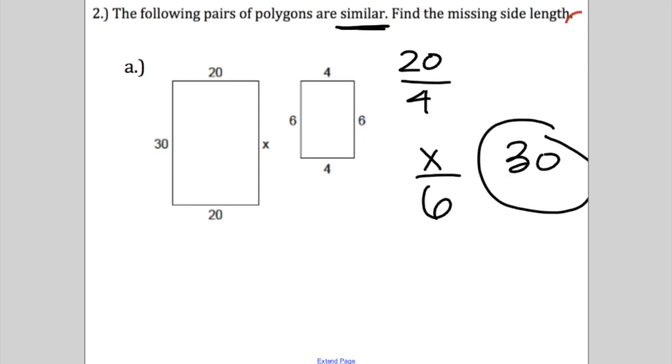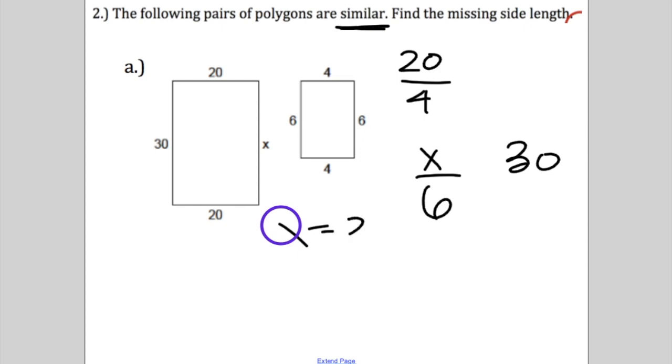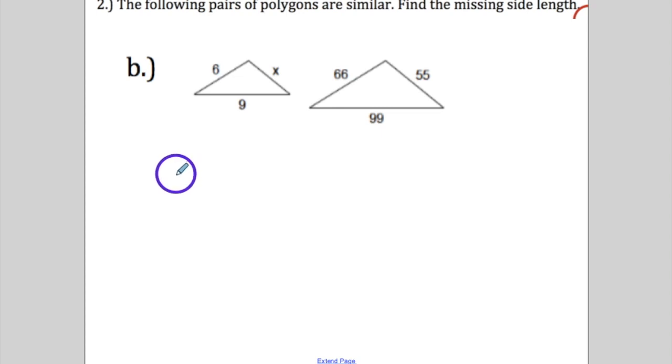And you could even then write X equals 30. Okay, so on to part B here on example 2. We have another situation set up here.